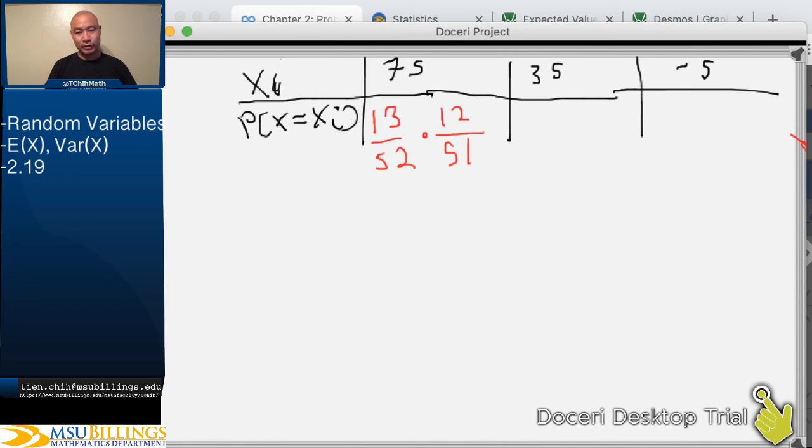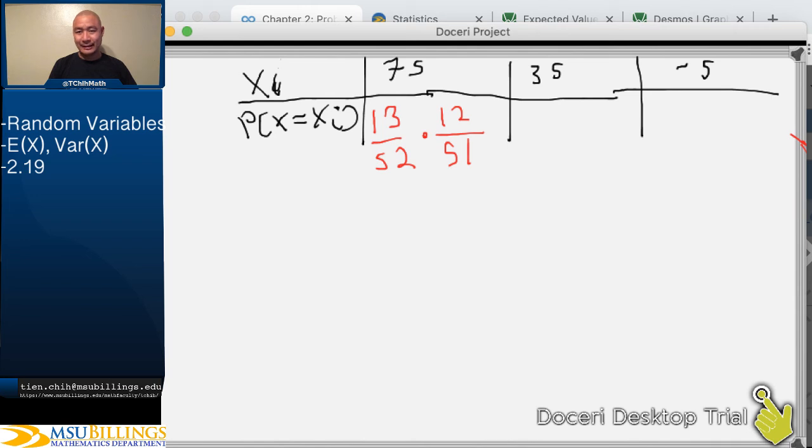And so 13 out of 52 of the time, or a proportion of the time rather, my first card is a heart, and then out of those times, another 12 out of 51 times the second card is also a heart. All right. And then you can simplify this fraction, but I don't see the point of doing that.